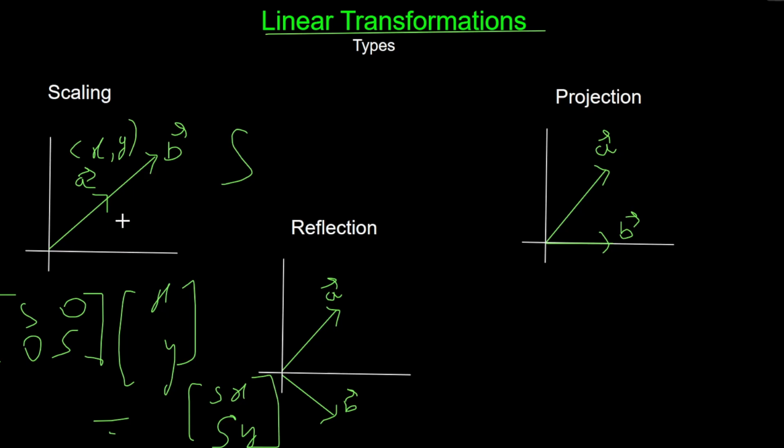So it is scaled by a factor s for every vector in the vector space. So s can be any number, like if it's 2, the vectors are doubled. If it's 0.5, the vectors are shrunk by half.